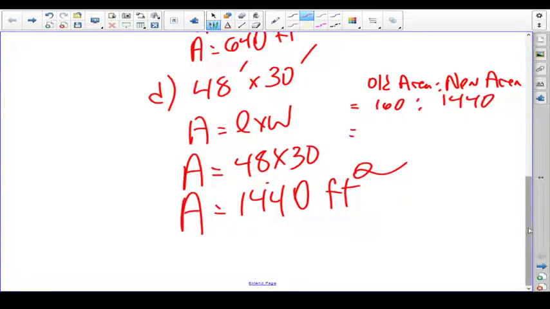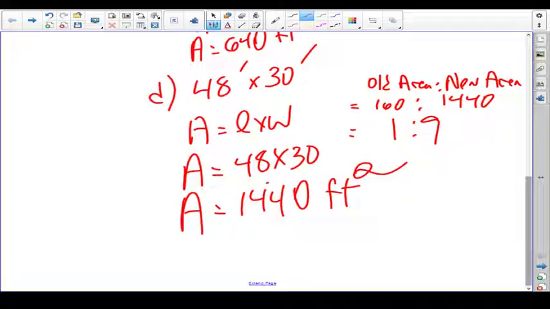So you know what? I'm going to ask you this question. How many times does 160 go into 1440? 9. It does go 9 times. Indeed. So it's 1 to 9.